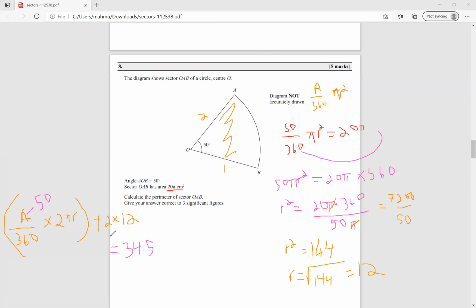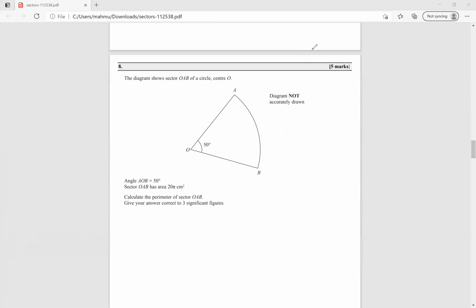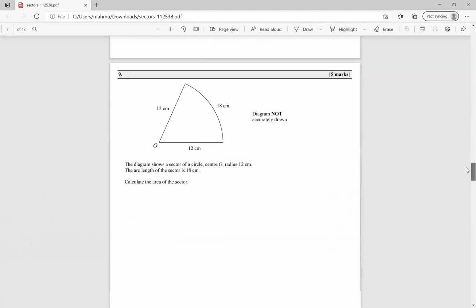Does that make sense? Because my R here is also 12. Is that clear? All this is getting recorded. Please go over it to understand how we did it. You must remember the formula. In the exam, they won't give you the formula. To work out the area, you use this formula. To work out the perimeter, you use A over 360 times 2 pi r plus 2 times the radius. So please remember the formula, then life will be easy for you. Okay, now you do this side, please.